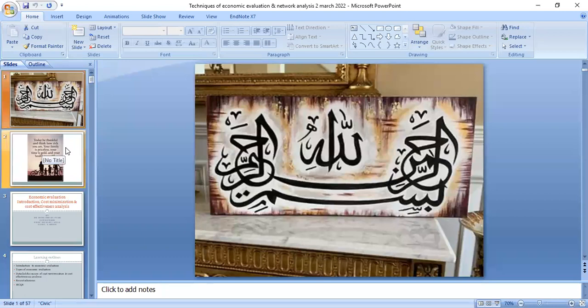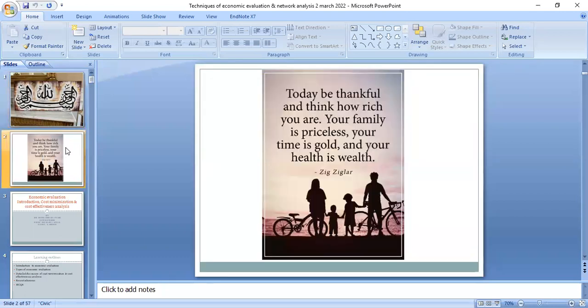The quote of the day is: today be thankful and think how rich you are. Your family is priceless, your time is gold, and your health is wealth.